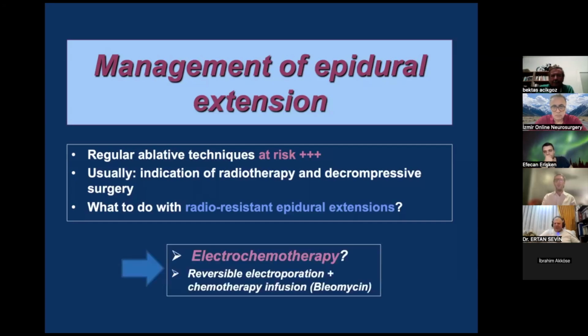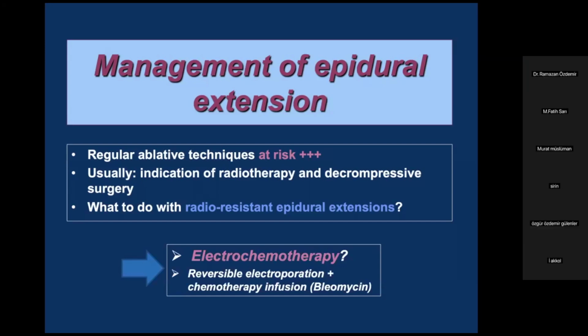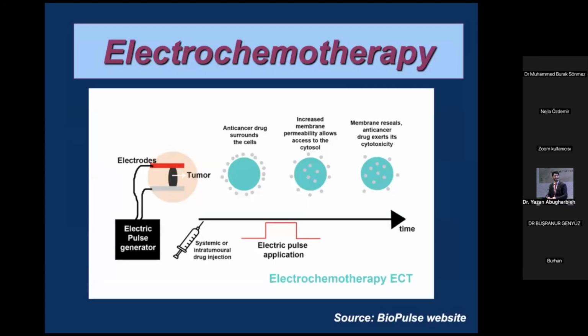So what to do? We are using, since recently, a new tool which is called electrochemotherapy. This tool will perform reversible electroporation. It will open the membrane of the cell, helping the chemotherapy to enter inside the metastatic cells and to enhance the effect of the chemotherapy. In this technique, we use bleomycin.